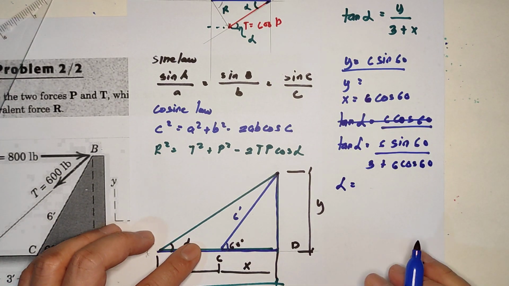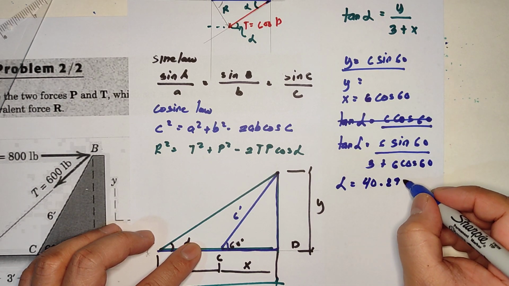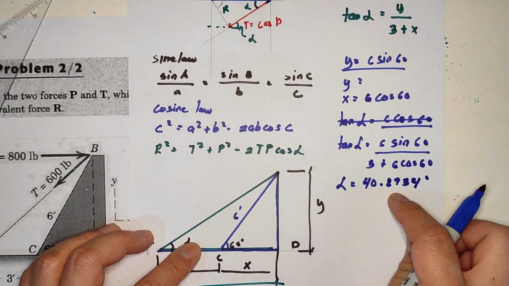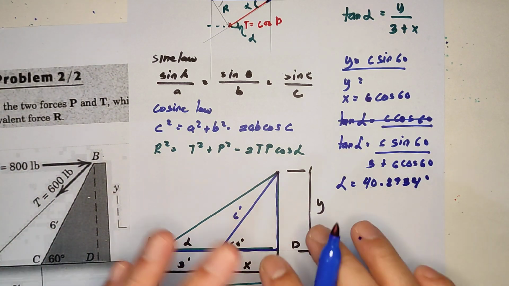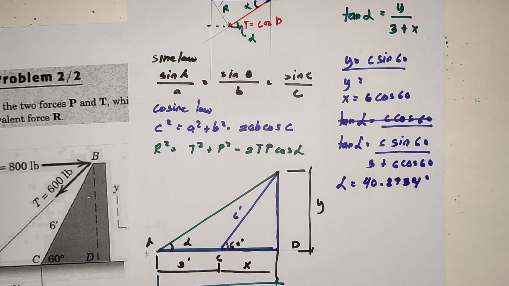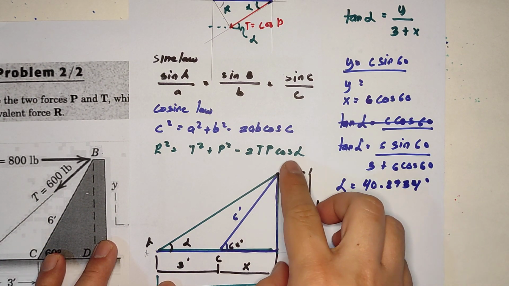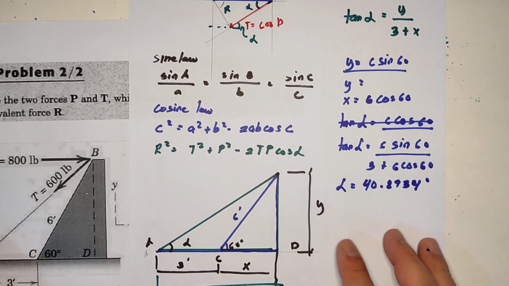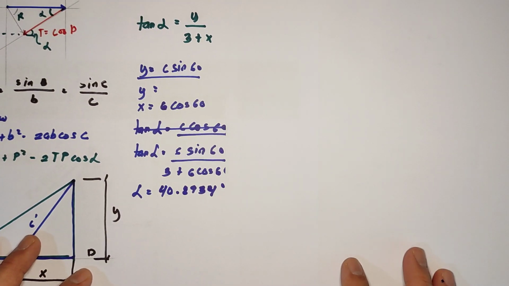You now have an alpha that is equivalent to 40.8934 degrees. Now, you might question me, why 4 decimal places? We will not be following the significant figures. Let's just stick to 4 decimal places. Now let's go back. So you have the alpha, and this is the equation to get the resultant.